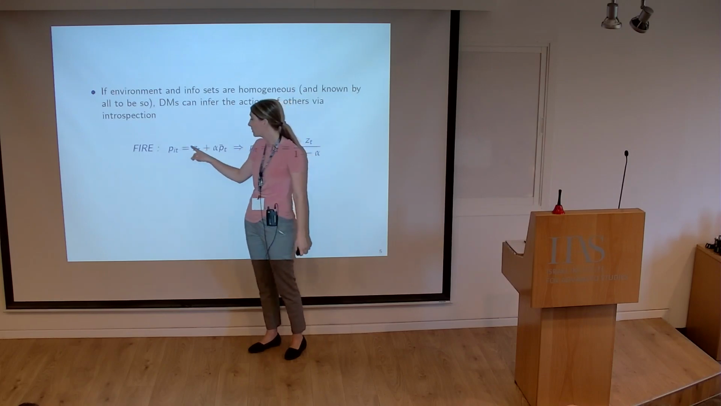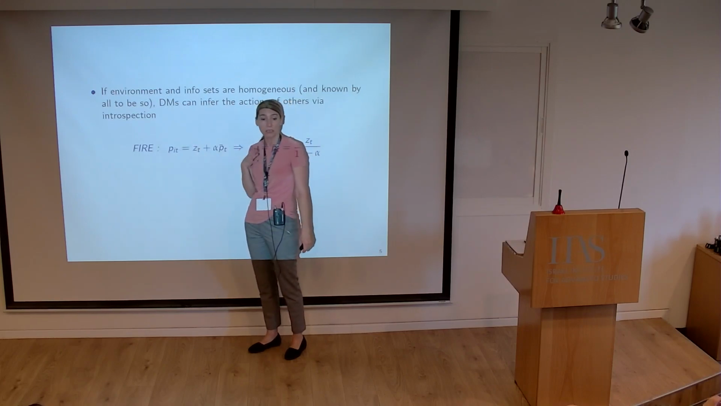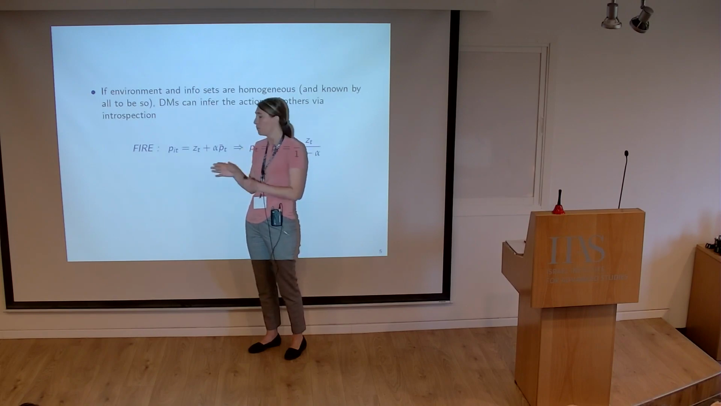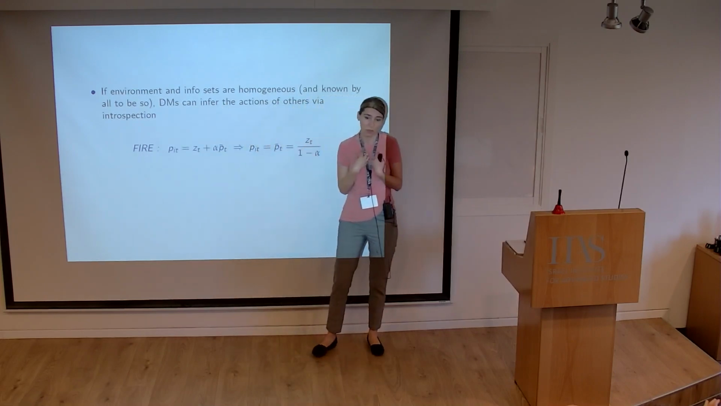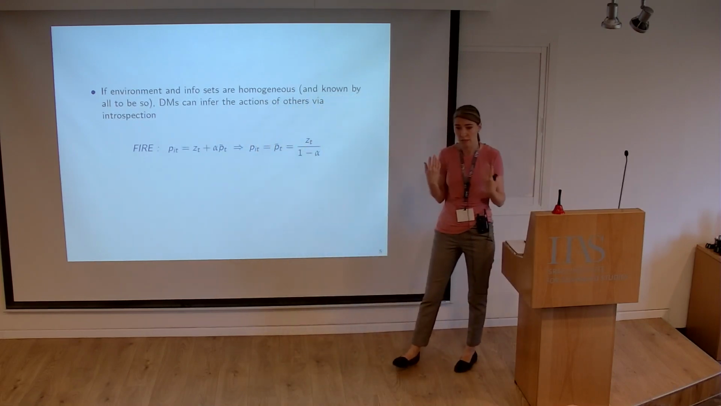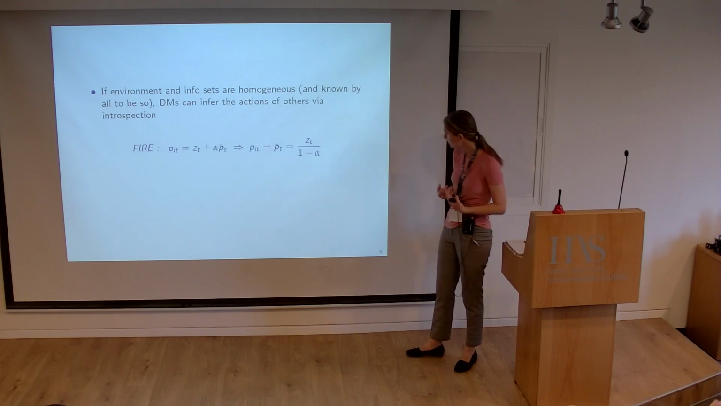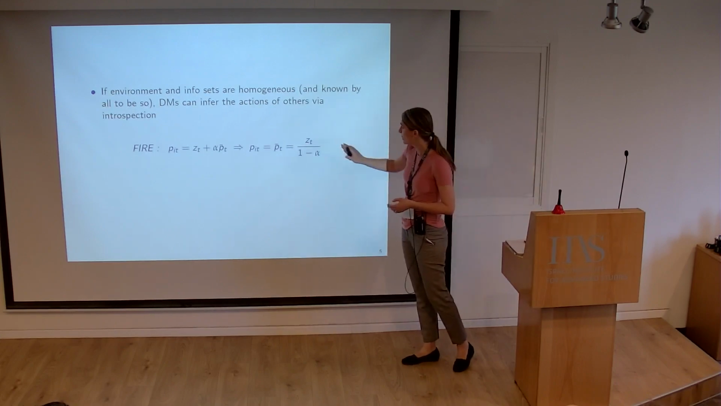You could put an expectations operator here. As long as we all know exactly the same little thing, and we know that we know the same little thing, then I can infer what you're going to do just based on thinking about what I would like to do, because the equilibrium is going to be symmetric. Okay, so this is easy.